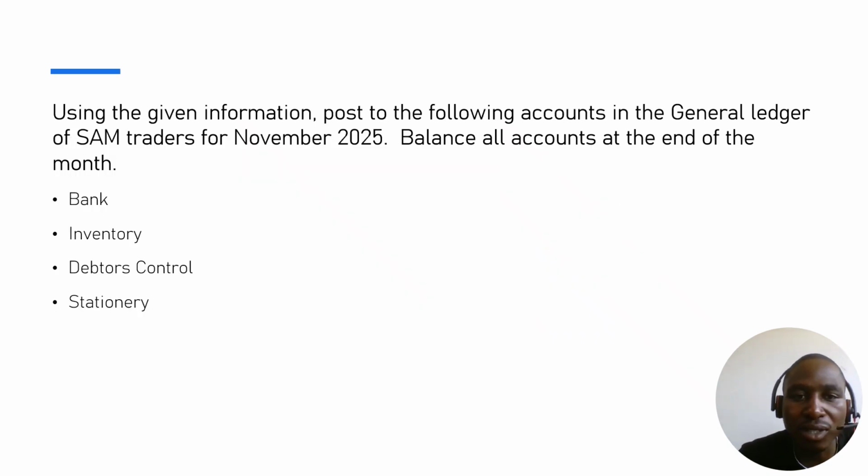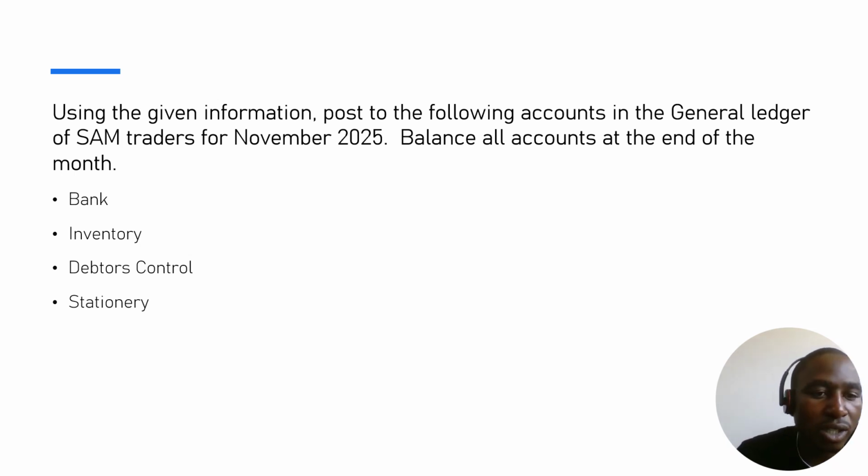Now, in this activity you are given 4 accounts that you must complete for SAM traders for November 2024, and you need to balance all the accounts at the end of the month. You need to do a bank account, you need to do inventory account, debtors control, and stationery.